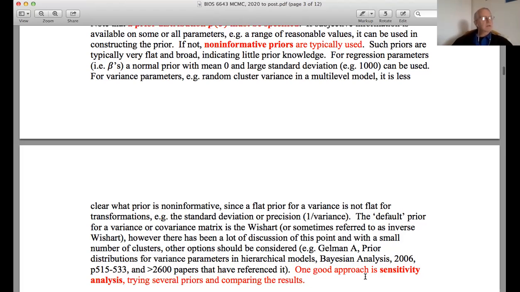Another, actually, I've forgotten who asked this question about whether I would use frequentist or maximum likelihood. Another advantage of Bayesian and using MCMC is you can do some sensitivity analyses with those priors. You can try a few different priors.